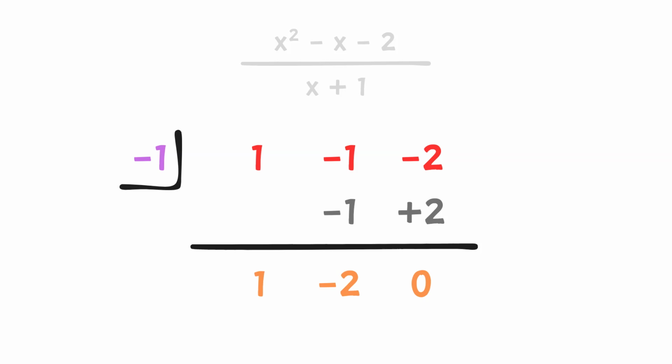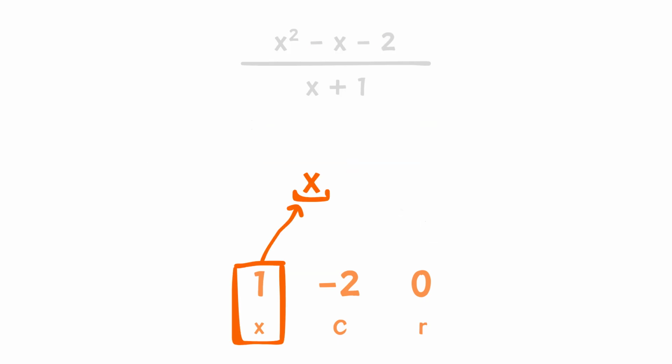Remember, each exponent is decreased by 1. So our original x squared is now x. Our x is now a constant, and the leftover constant is the remainder. So what do we get? X minus 2. And we have no remainder.